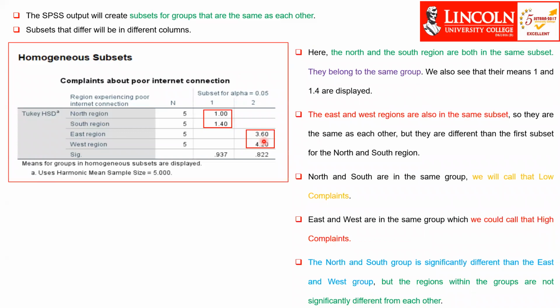But the regions within the groups are not significantly different from each other, meaning that north and south are not significantly different from each other, and east and west are not significantly different from each other. And if you look at the value between them, they're not really much. But this group and this subset is significantly different from this subset.